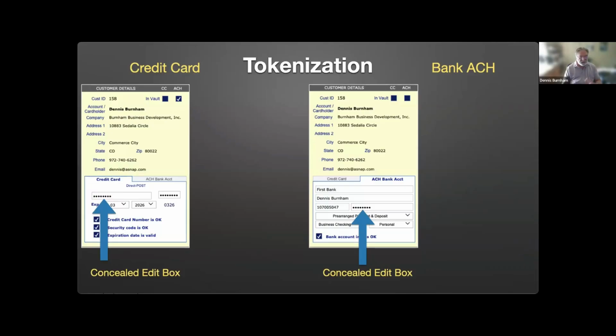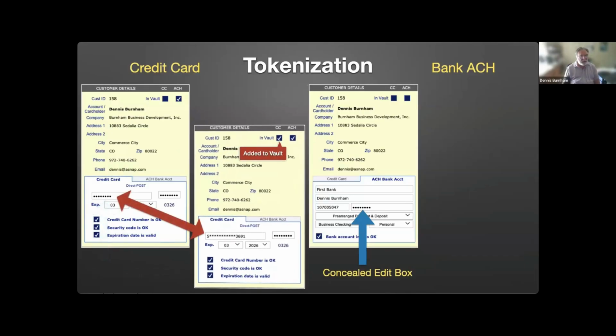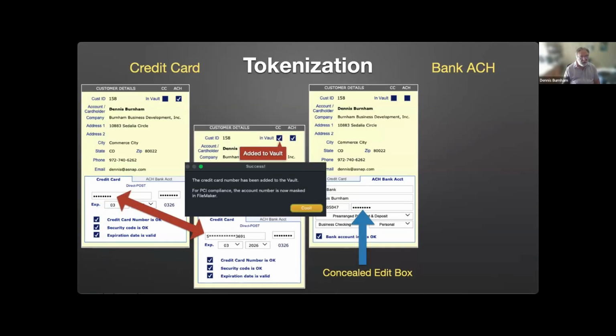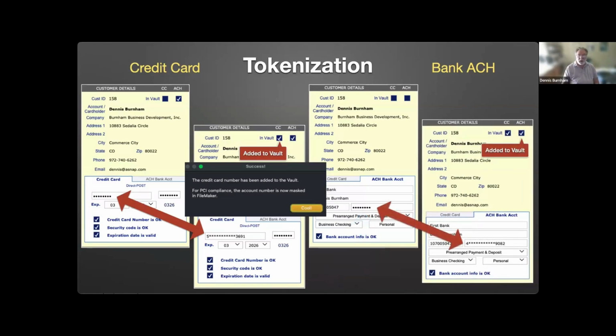And these bullet characters, obviously, like I said, are hiding the real number, but it's underneath in FileMaker so it can be transmitted. When it gets added to the NMI vault, you see a custom dialog that tells you so, and a checkbox appears so that thereafter you know that that card is already tokenized. The same thing applies with the bank account. In this case, I'm looking at my own account, where it shows that I've got both a credit card and a bank account added to the vault. The vault is just a nickname that NMI has given to what they call their customer vault.